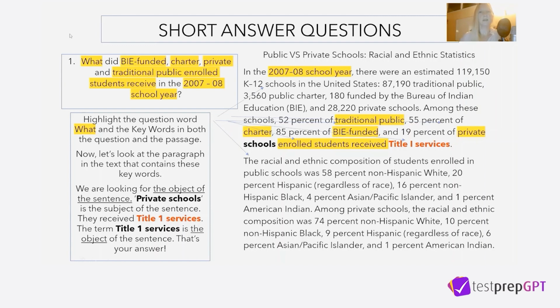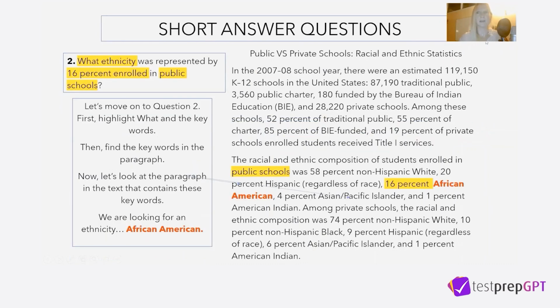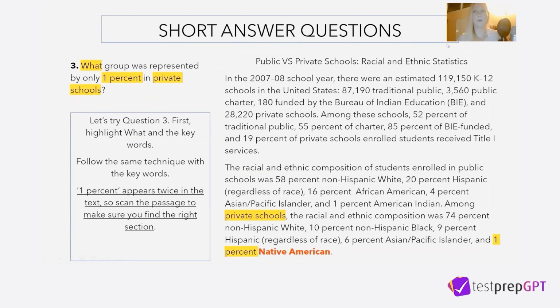Now let's read through the passage. And as we read through the passage, you'll see the key words. So in your IELTS exam, you're going to be highlighting the keywords as you go along. So the title of this text is Public versus Private Schools, Racial and Ethnic Status. So now we know that this text is about ethnicity and it's racial and ethnic statistics. So we know now that this text is about ethnic statistics in public schools and in private schools. And it's a comparison of the two schools.